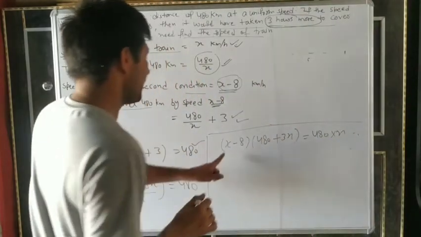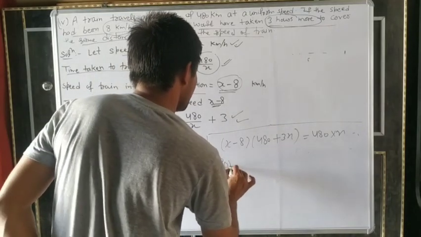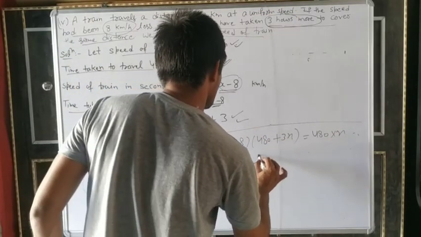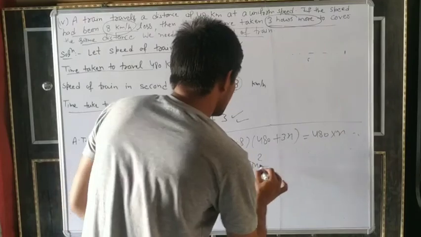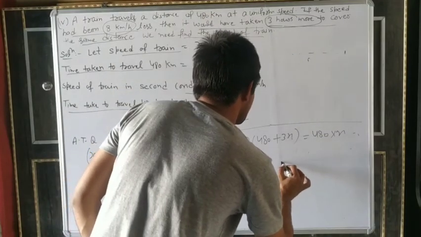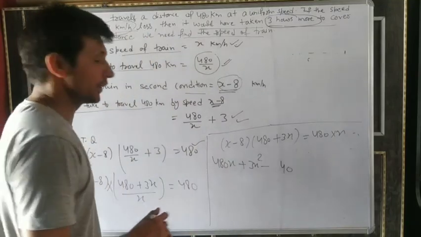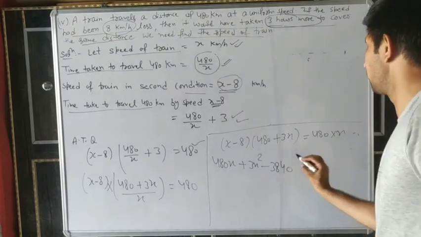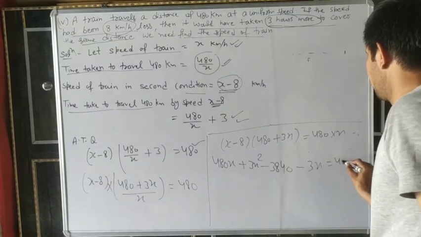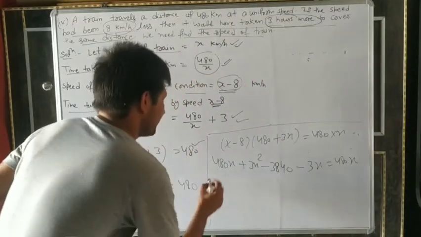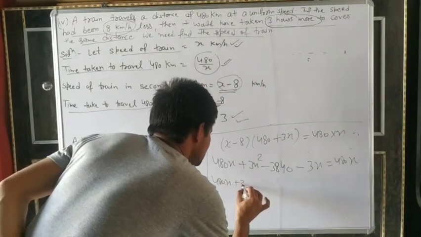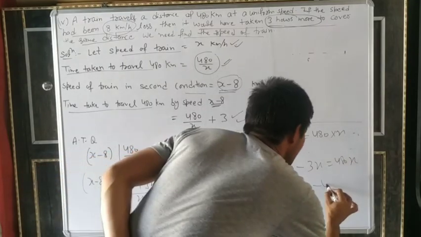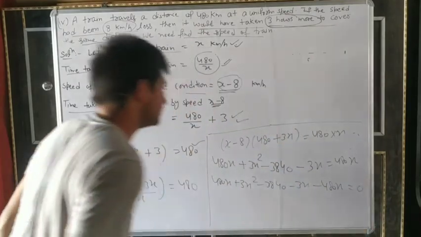So you will solve it. x into 480, minus x, taking the first term and multiplying both: x into 3x is 3x square. Negative into positive is negative: 8 into 480 is 3840. Then negative into positive, 3x into 8 is 24x, and equal to 480x. So now we will write 480x plus 3x square minus 3840 minus 24x, and moving the other side, negative 480x, equal to 0.